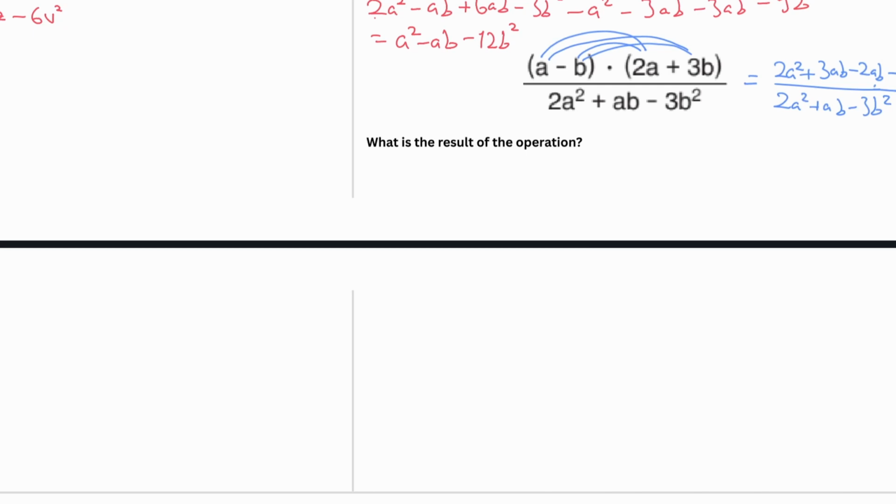Let's combine the like terms of the top part. Now we have 2a squared plus 3ab minus 2ab would give us ab minus 3b squared. At the bottom, we have 2a squared plus ab minus 3b squared. As you can see, both are the same. So if you divide a number by itself, you would get 1. And that's our answer.